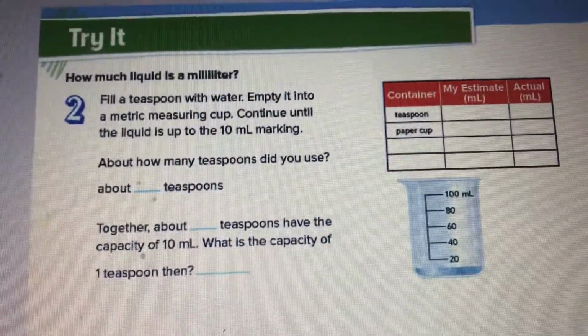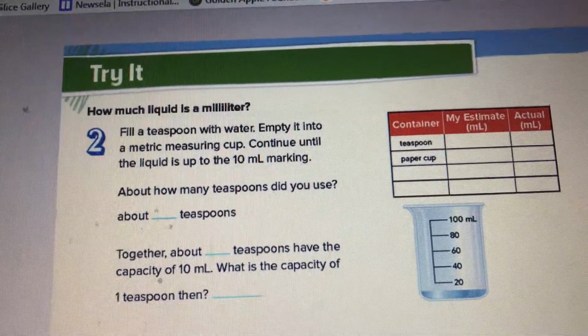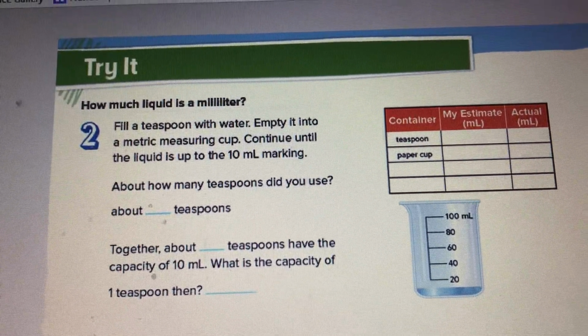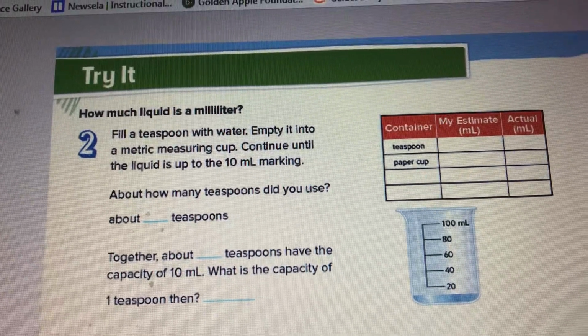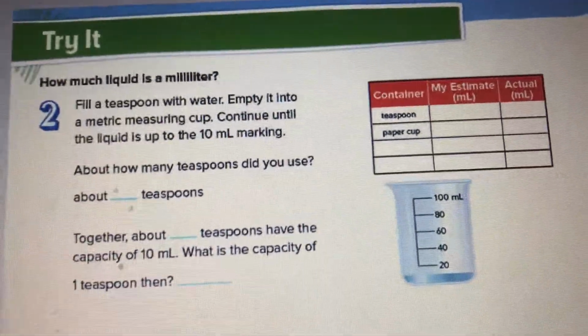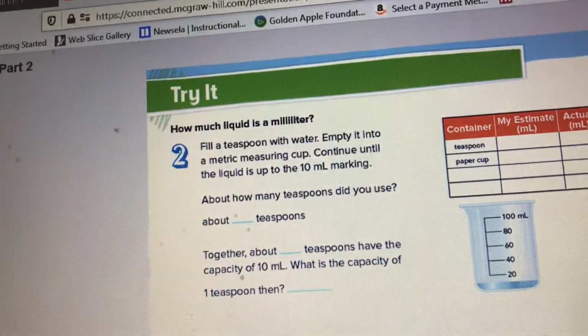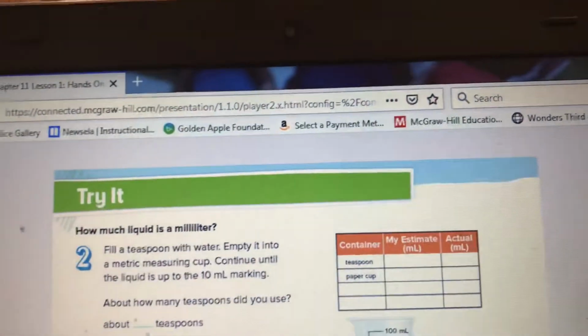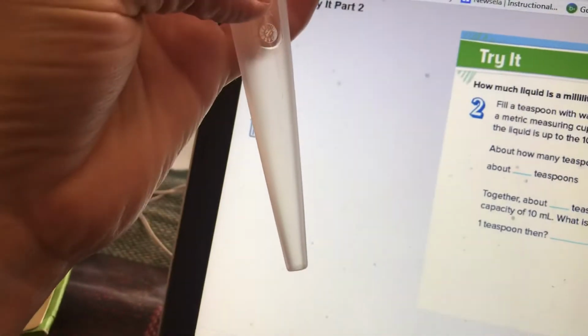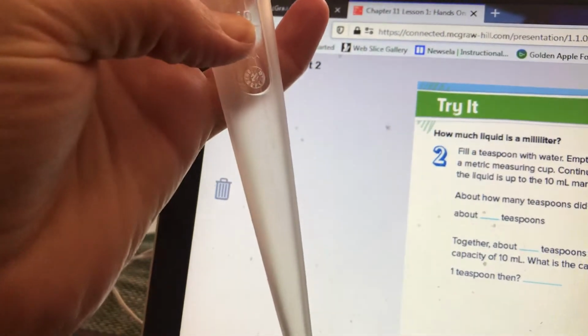Okay, fill a teaspoon with water. Empty it into a metric measuring cup. Continue until the liquid is to the 10 milliliter mark. Now, Mrs. Selfridge does happen to have one of these too. This is an old one. It's kind of hard to see the 10 milliliters on here. So I went ahead and got a turkey baster. And on the turkey baster, you can easily see the 10 milliliters is right about right here. It's right there. So about how many teaspoons did you use?